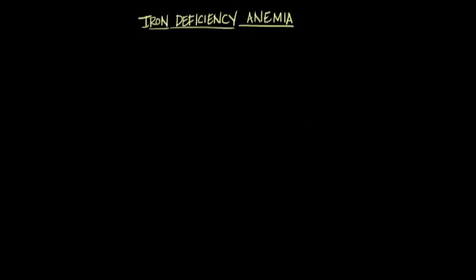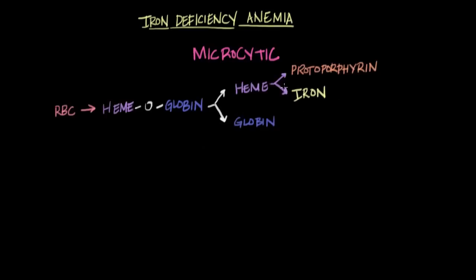Iron deficiency anemia is anemia due to a deficiency in iron. And this is a type of microcytic anemia. But that's something you already know because of this diagram, in which you saw that iron is a really important component of heme, and heme is essentially half of hemoglobin, right? So if you don't have iron, you certainly can't make heme. And without heme, you can't make hemoglobin. And anytime you have a problem with making hemoglobin, you end up with a microcytic anemia.